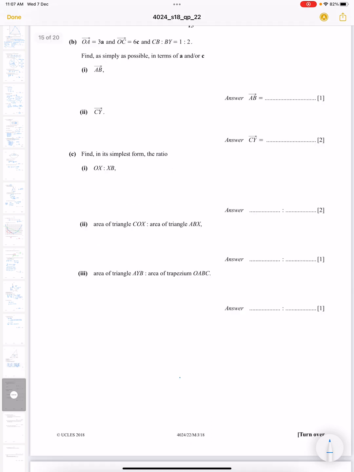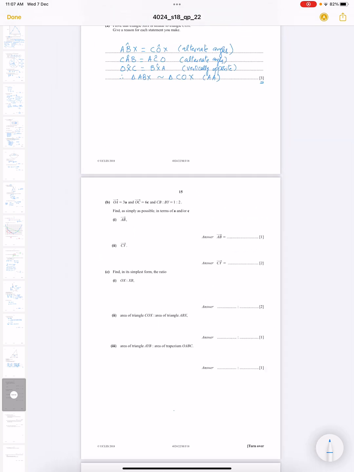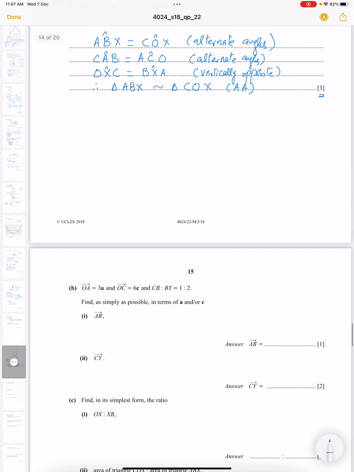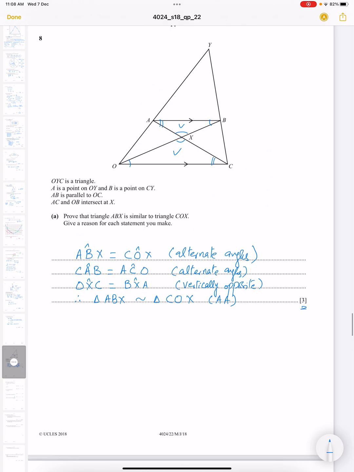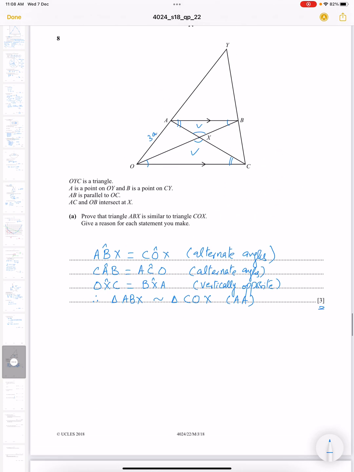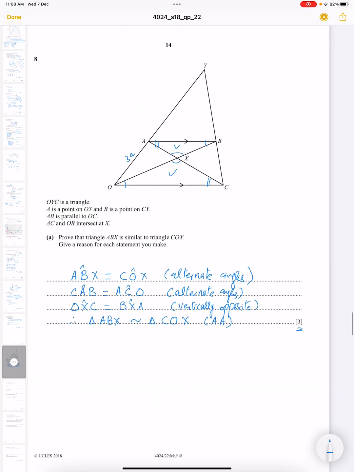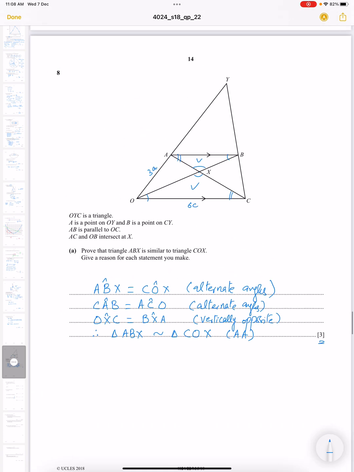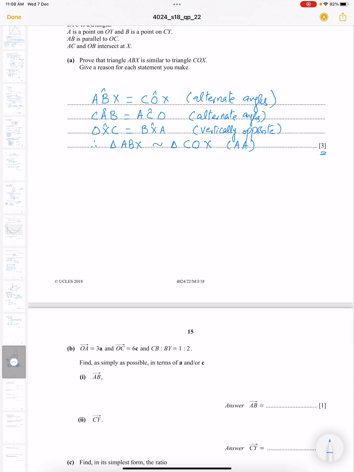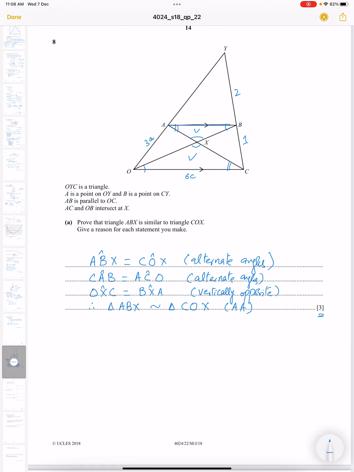The next part related to the same question: OA is equal to 3a and OC is equal to 6c. CB to BY ratio is 1:2. Find AB as simply as possible in terms of a and c. So we will need to do working. Let me see the triangle as well. They say OA is equal to 3a, this OA, and OC is equal to 6c. This is 6c, and the CB to BY ratio is 1 to 2. It's 1, and this is 2. We have to find AB. This is AB here.